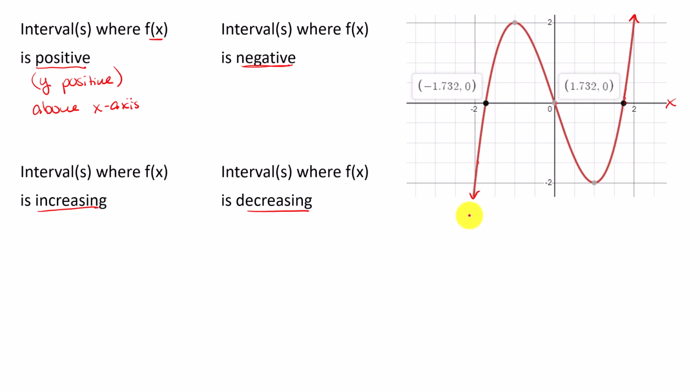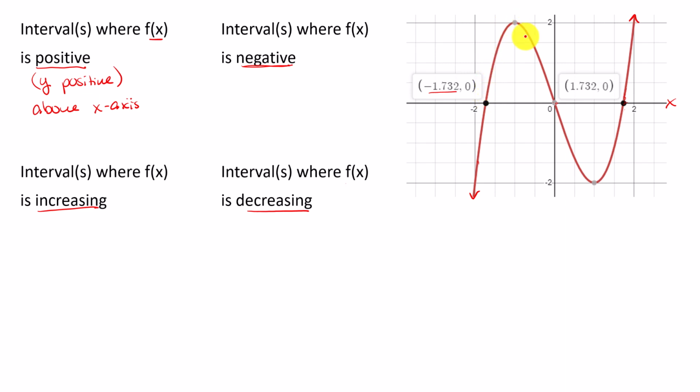So if I'm tracing it, I'm actually below the x-axis. So my y values are negative, and I'm still below the x-axis until I get to this point, which has this x value. So at this point, I'm actually at 0. You can see the y value is 0. But right after this point, I'm above the x-axis. So my y values are positive.